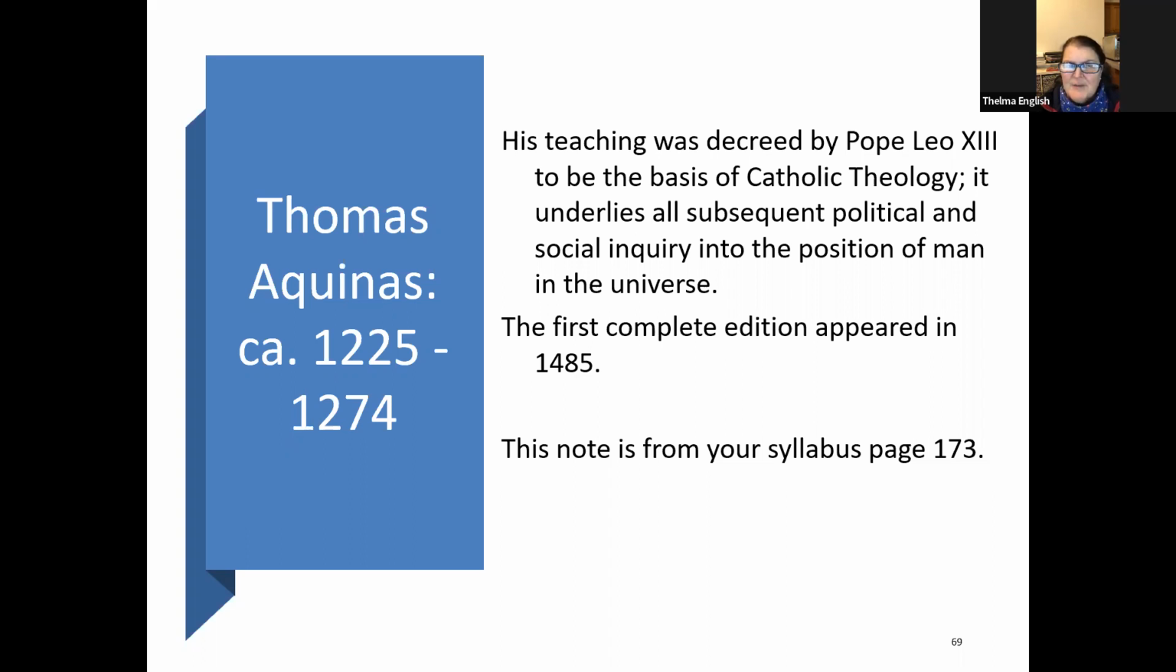It underlies all subsequent political and social inquiry into the position of man in the universe. The Summa does. The first complete edition appeared in 1485. This note is from your syllabus, page 173. As I mentioned, I have mine all stapled together. And you'll see the little text box on page 173 with a picture of Aquinas, and in the text box, you see Aristotelian theory of knowledge derived from reason, but to it, he added his own concept of higher knowledge derived from revelation.